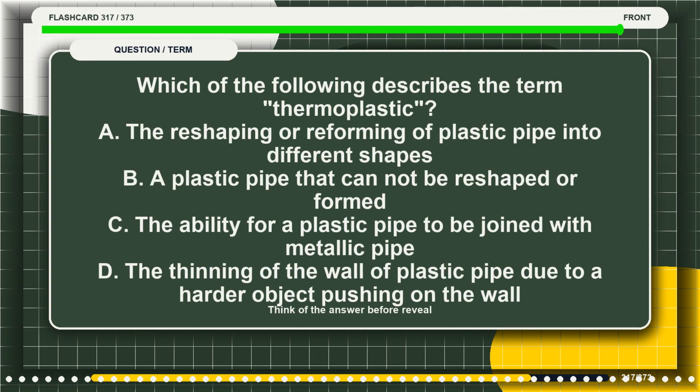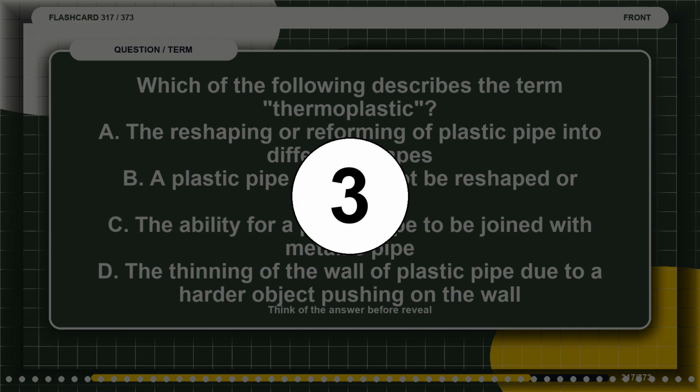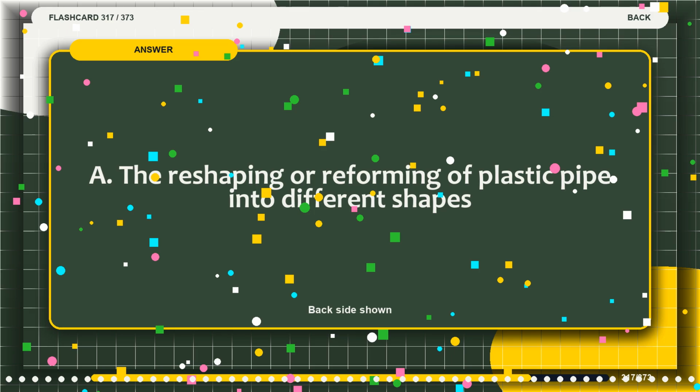Flashcard 317. Which of the following describes the term thermoplastic? A. The reshaping or reforming of plastic pipe into different shapes. B. A plastic pipe that cannot be reshaped or formed. C. The ability for a plastic pipe to be joined with metallic pipe. D. The thinning of the wall of plastic pipe due to a harder object pushing on the wall. Think of the answer before the reveal. The answer is A. The reshaping or reforming of plastic pipe into different shapes.